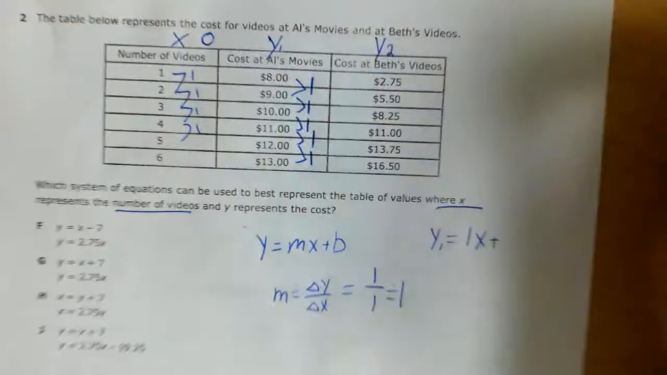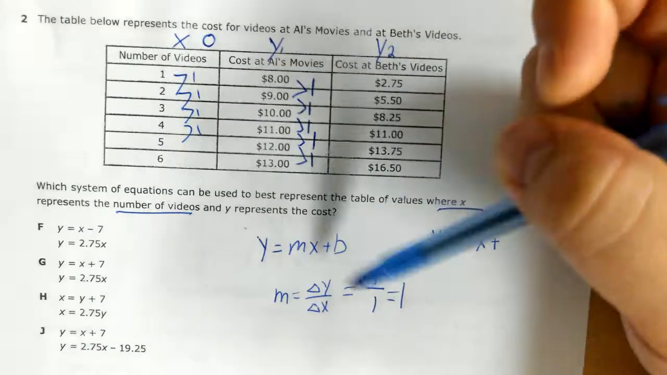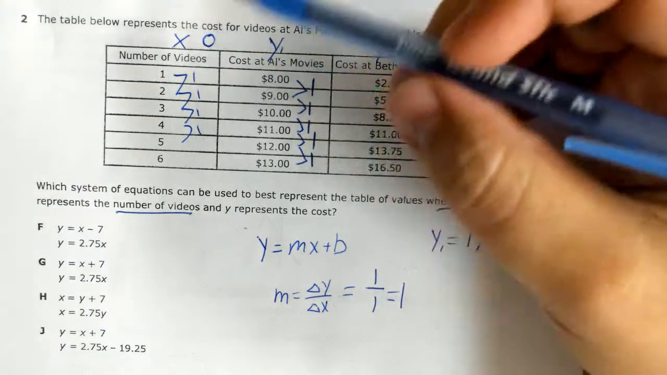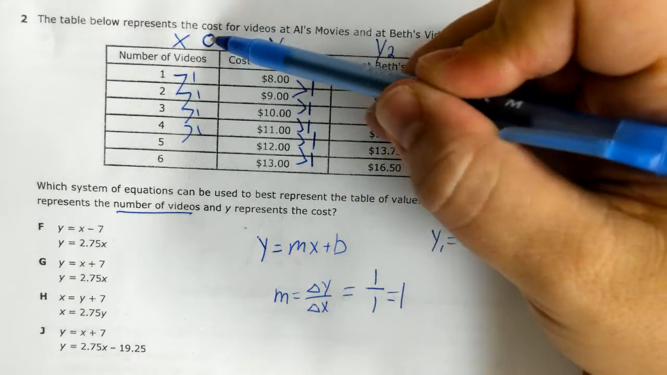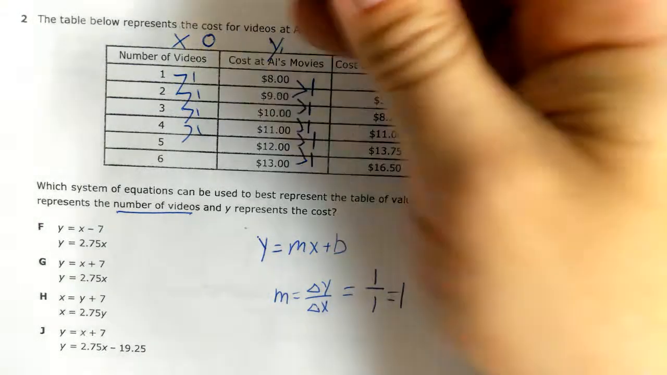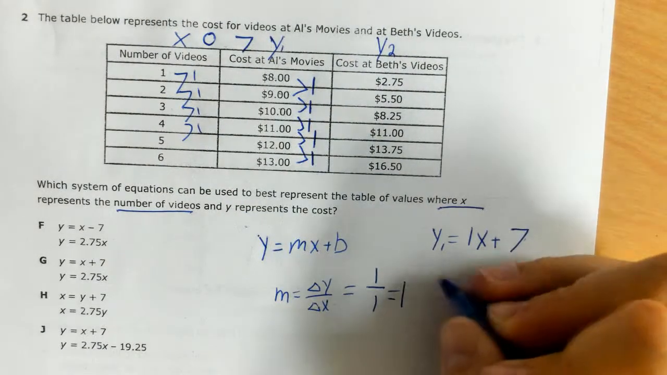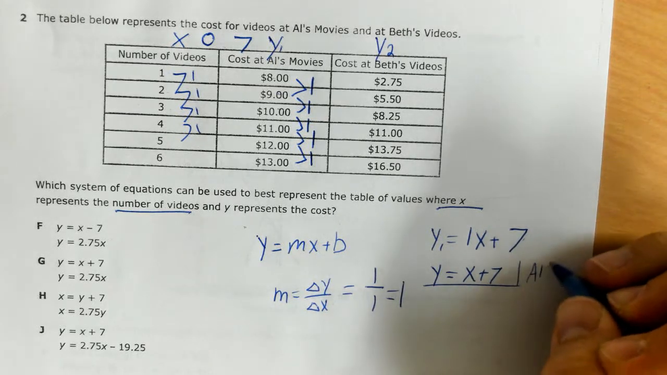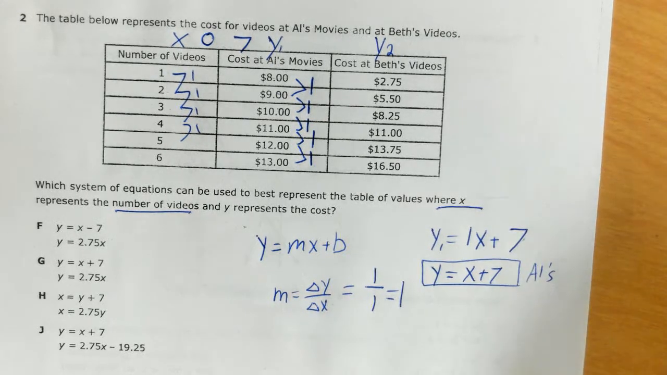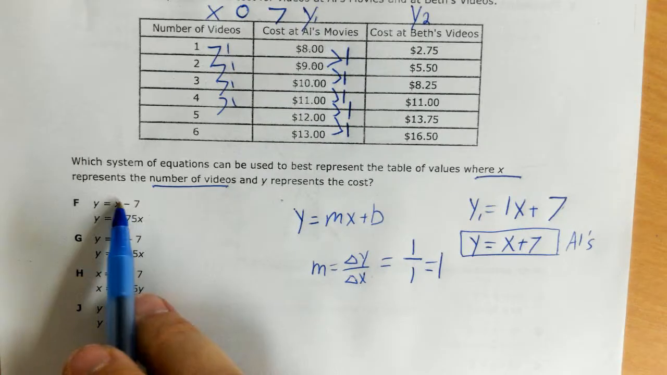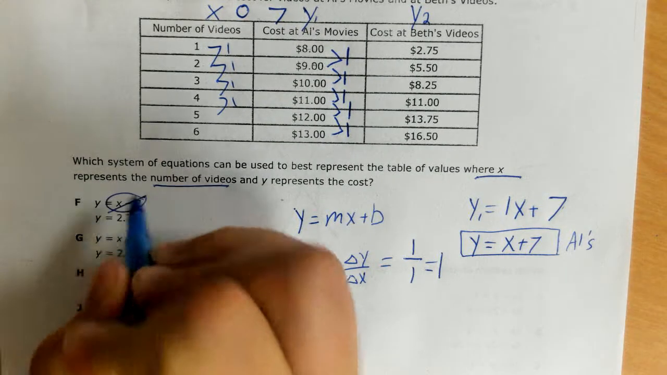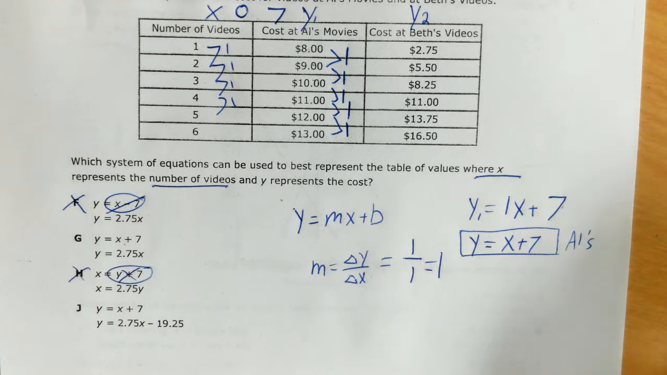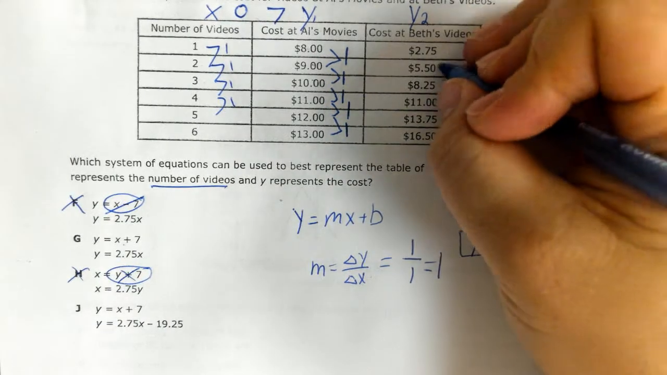Now I need my y-intercept. The y-intercept, b, happens where x equals 0. So I follow the pattern: 3, 2, 1, 0. 10, 9, 8, 7. So I should get x plus 7 for Al's movies. X minus 7, that's wrong. Y plus 7, that's wrong. X plus 7. Next one.